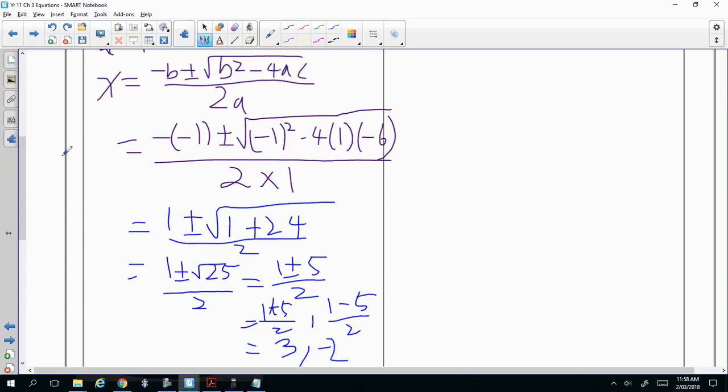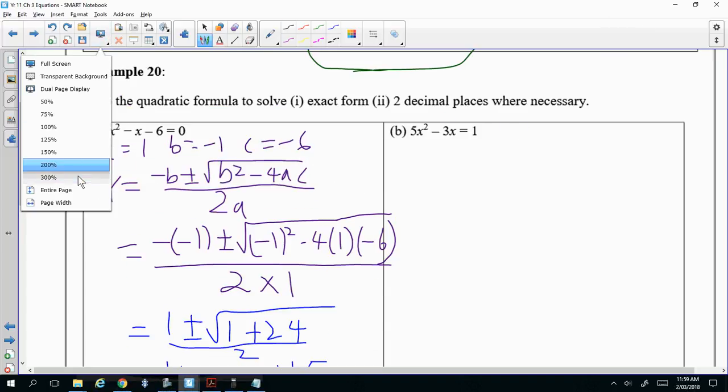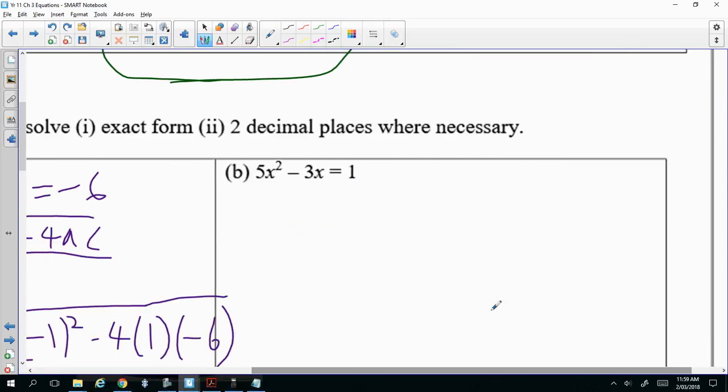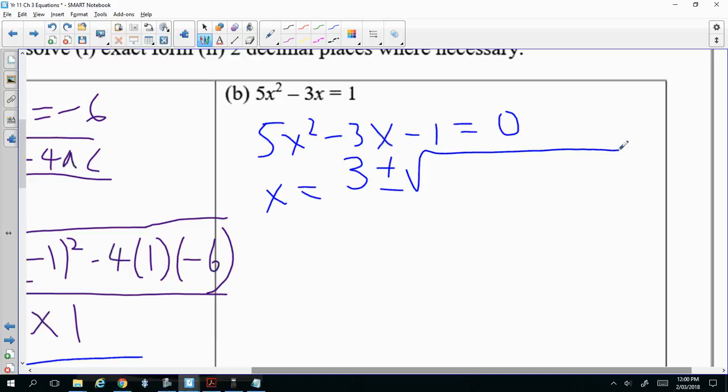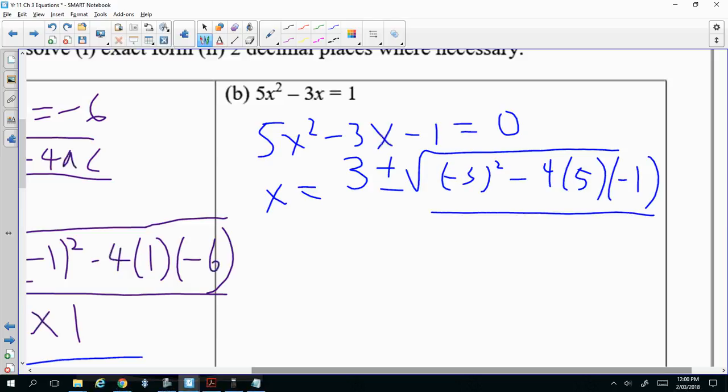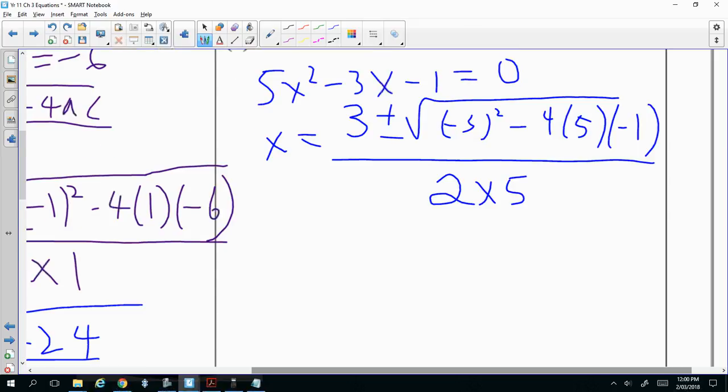So, that one. Make sure you move the 1 over: 5x squared minus 3x minus 1 is 0. And use the quadratic formula. So you get x equals positive 3 plus or minus the square root of negative 3 squared minus 4ac, over 2 times 5. Right? Negative 3 squared is 9. So you get 3 plus or minus the square root of 9 plus 20, over 10. And then if you simplify that, that will be 3 plus or minus root 29 over 10.